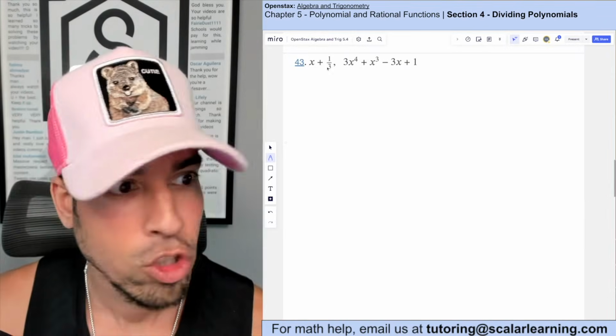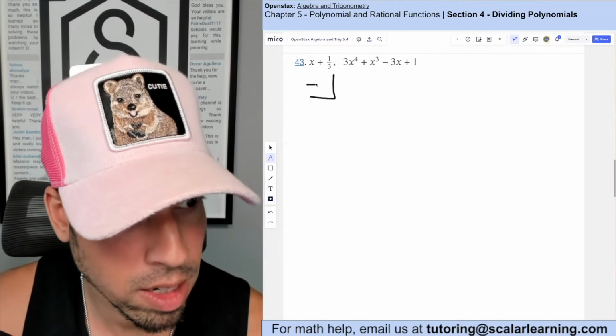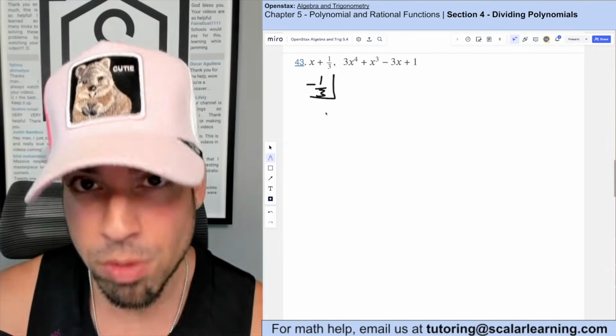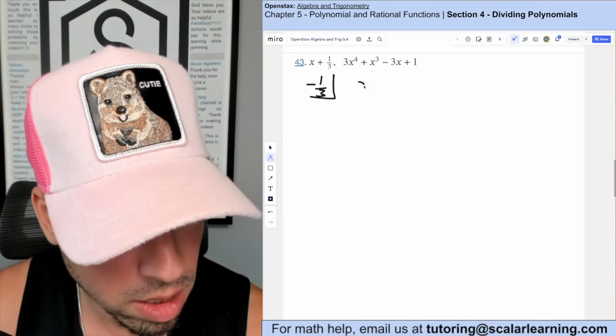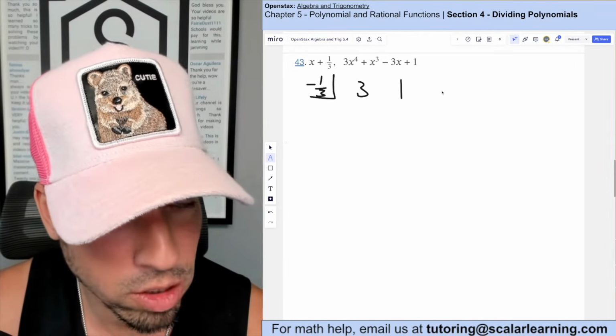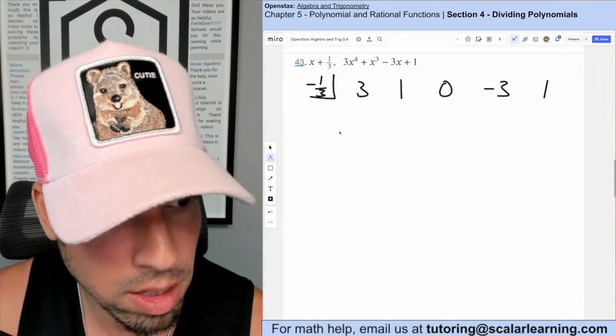Boom, done. So for this one, what we're doing is placing the opposite of this again in the box, and we're carrying out synthetic division, and we'll know if this is a factor if, again, we get a remainder of 0. So let's place these coefficients: 3x to the 4th, 1x cubed, 0x squared, negative 3x, and then the constant at the end.